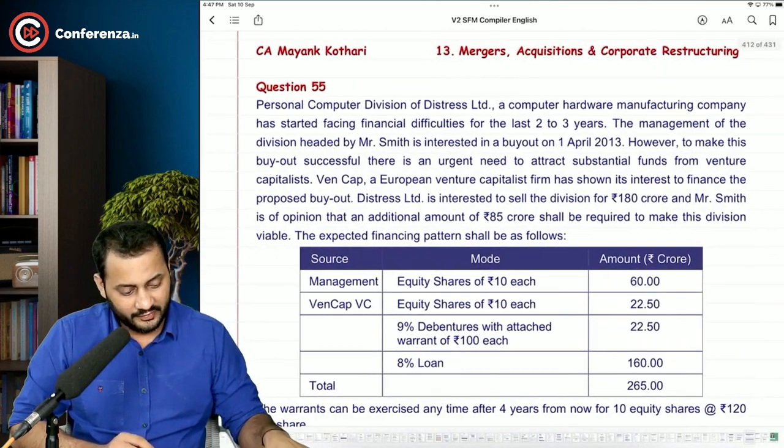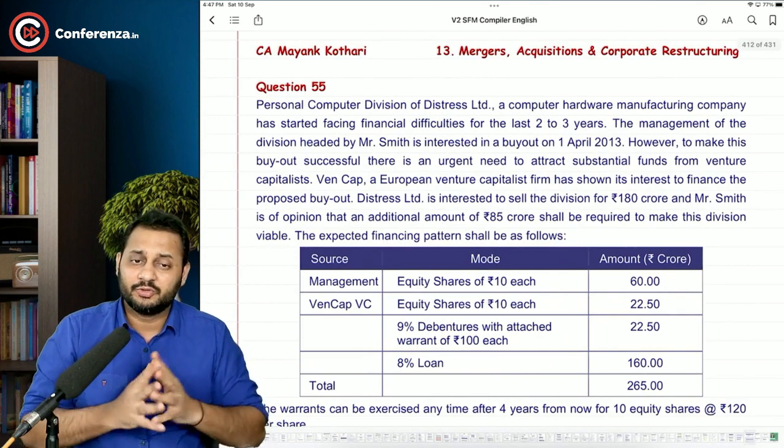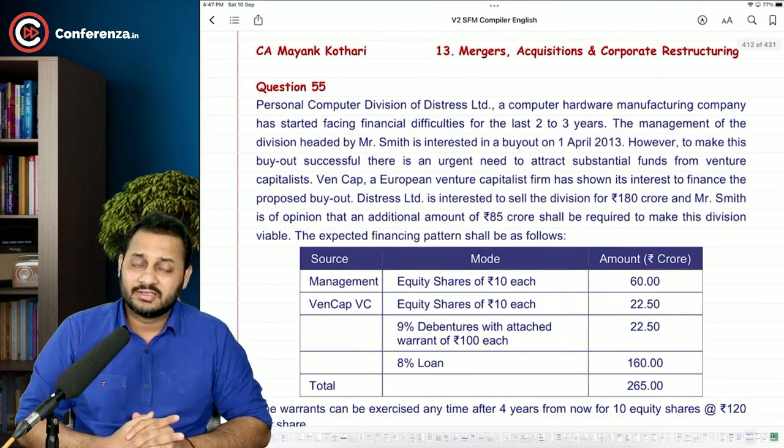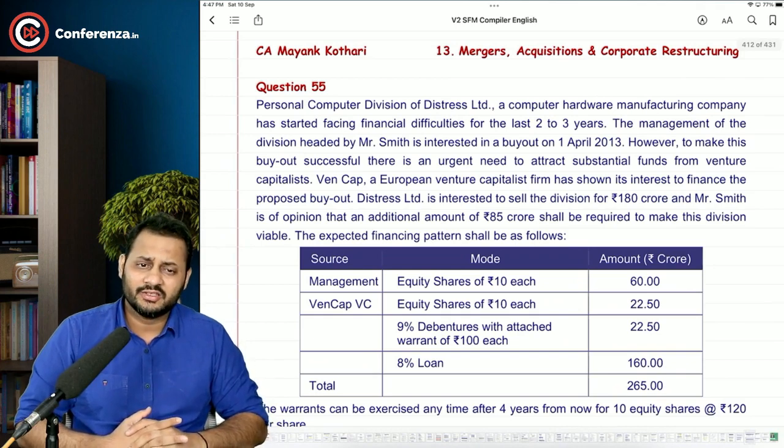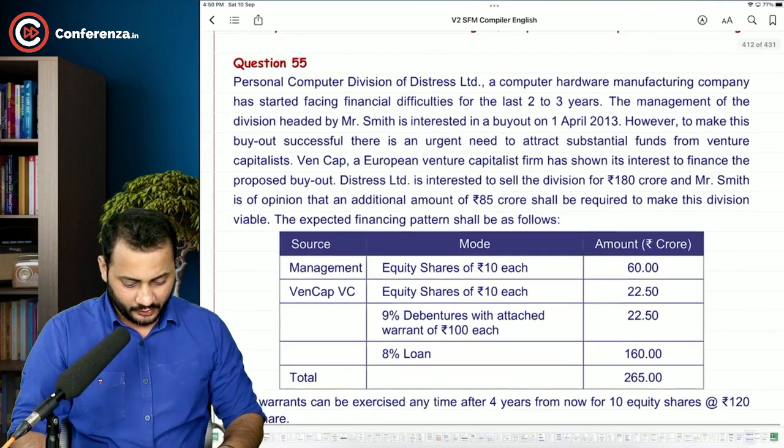Question number 55. This is going to be an interesting question. This question has been there in the syllabus for 10 years. So I don't know whether this question will be asked in the exam or not, but still it's quite a good question to consider in the mergers and acquisition chapter. Let's have a look.